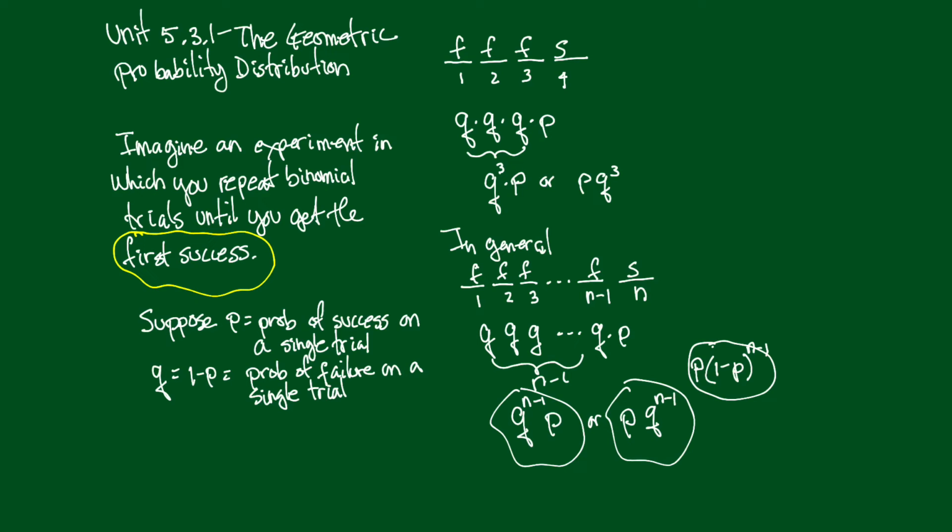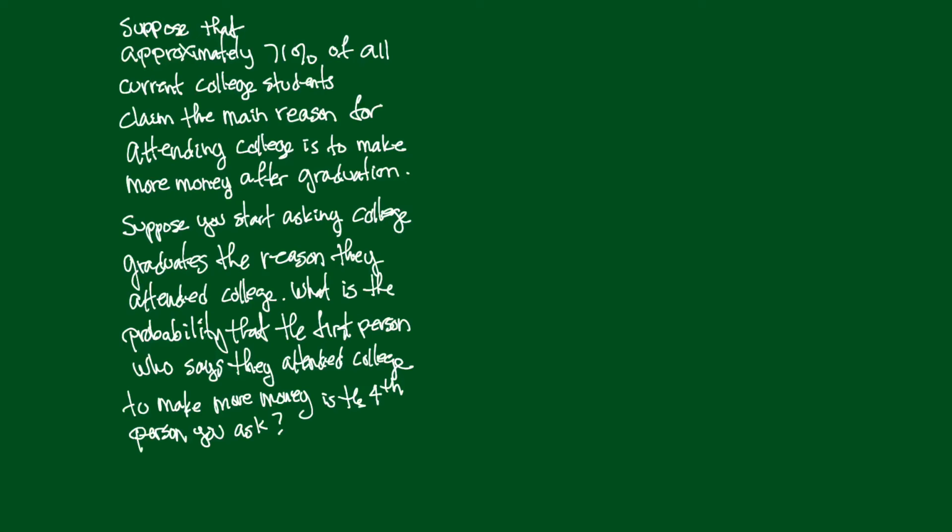Let's do an example. Suppose that approximately 71% of all current college students claim that the main reason for attending college is to make more money after graduation. Now, suppose you start just asking college graduates the reason they attended college. What is the probability that the first person who says they attended college to make more money is the 4th person you talk to?